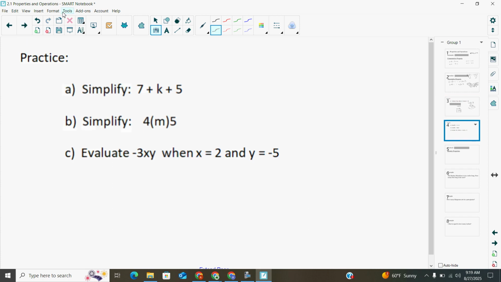I want you to pause the video quick. You work through these three. Think through which property you're using and why. Don't just rush through it. Once everybody has it, then restart the video and you'll see the solutions.